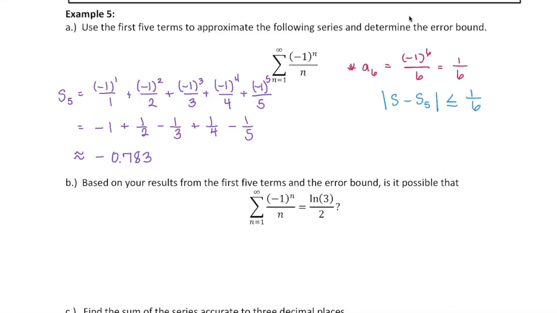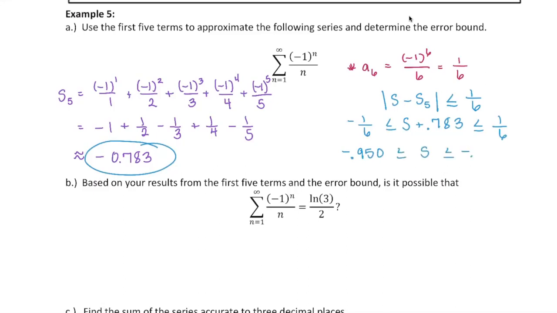Well, using what we know about absolute value, that means we can say that negative 1/6 is less than or equal to S minus, now we know this number here, negative 0.783. So really this will be plus 0.783, is less than or equal to 1/6. Now, if we subtract 0.783 from all sides, we get negative 0.950 is less than or equal to S is less than or equal to negative 0.616. This is our error bound.